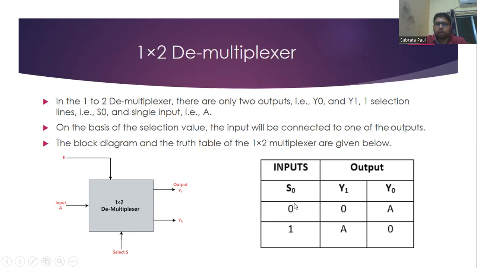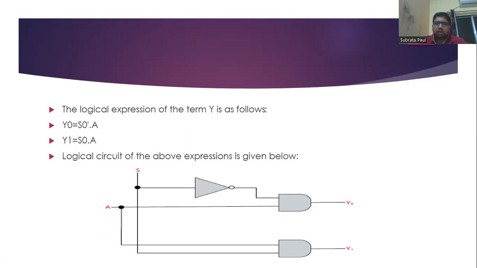Now you see the truth table of this particular 1 into 2 demultiplexer. Whenever the S0 value is 0, Y0 is A, whereas when the S0 value is 1, Y1 is A. At other times, Y1 and Y0 are 0. Now, on the basis of the truth table values, we write the Boolean expressions for the outputs. You see, Y0 is S0 bar A and Y1 is S0 dot A.